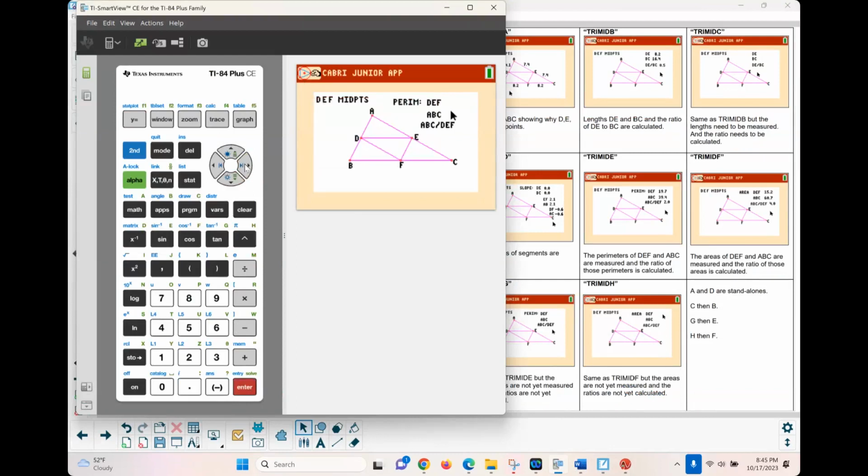So this one here, what I'd like to do is talk about the perimeter of ABC to DEF, like we did before. Remember, it was 1 to 4, in this case, 4 to 1. And again, I would ask them to pull them around and play with it. And then when I do that, E is going to be the one that has the answers in it.